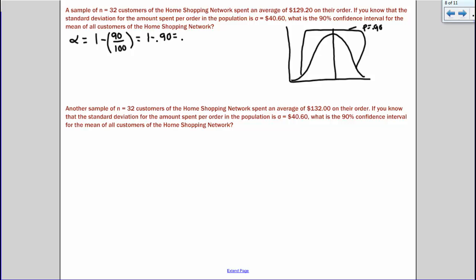We know that we're left with 10% of the distribution if we're looking at the middle 90%. And we have to take that 10% of the distribution and then we have to divide it into those two tails to get 0.05. So we've got P equals 0.05 in each tail.